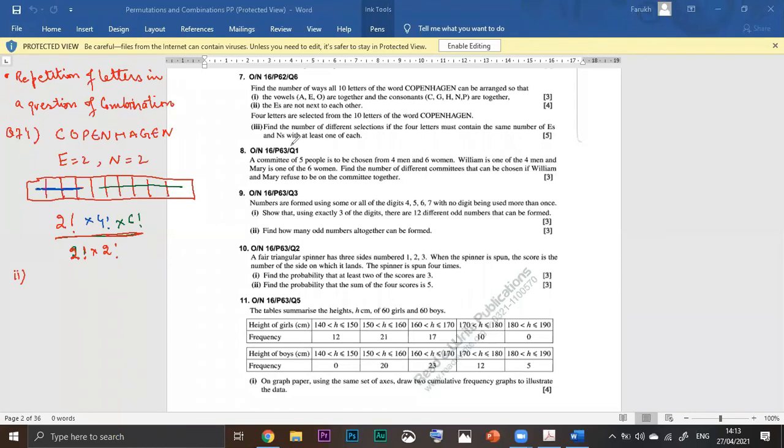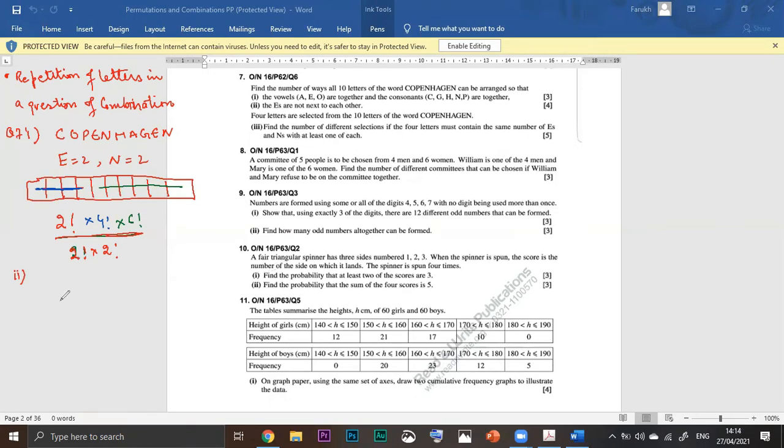Now part number 2. The E's are not next to each other. There are 2 E's. There are 2 ways to solve this, to separate 2 objects. One is to subtract from the total: combine the 2 E's and subtract from the total. The other method is boxes and circles. Let's do this one with boxes and circles.